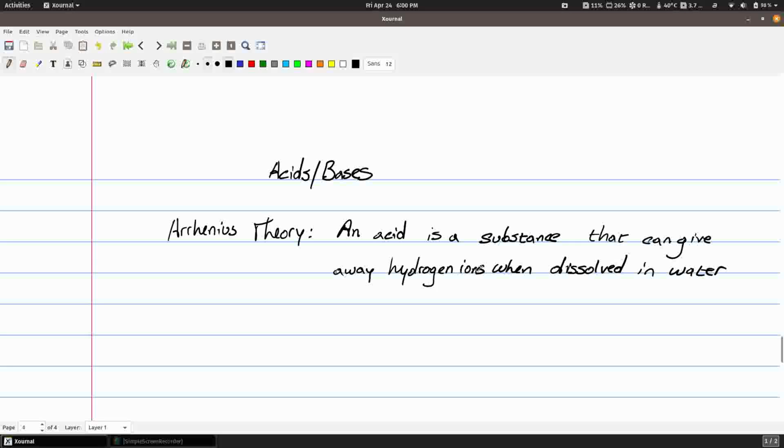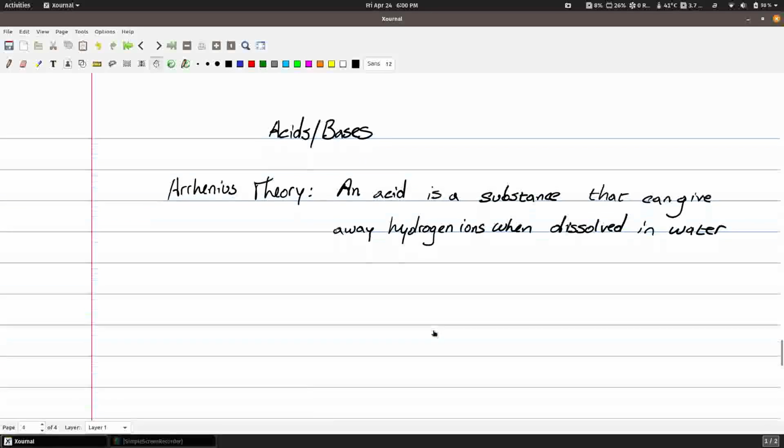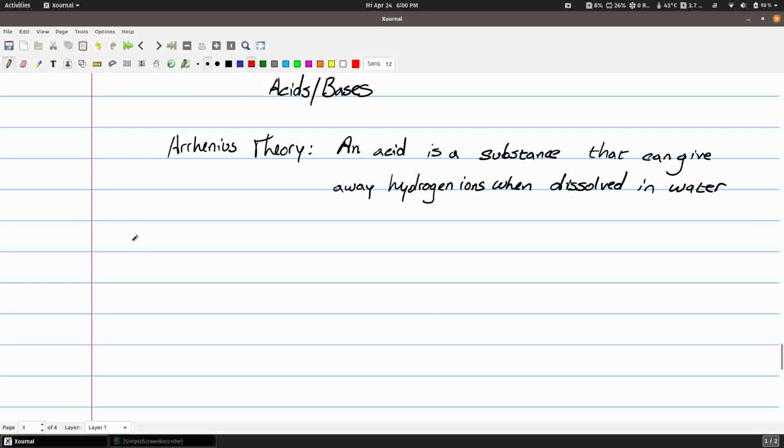Alright, so there's more bases and acids that don't really fit into this theory. So we're going to go over the Bronsted-Lowry theory. We're going to talk about what a Bronsted-Lowry acid is. It's any substance that can donate a proton.